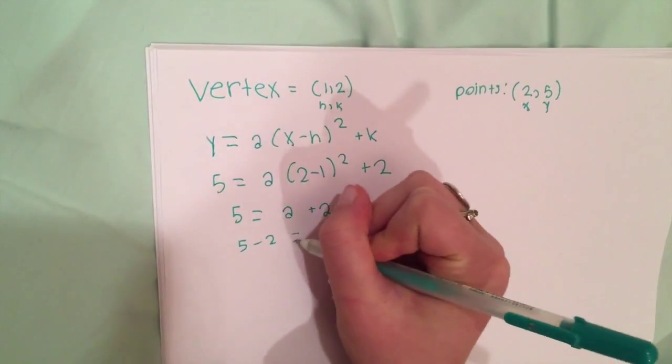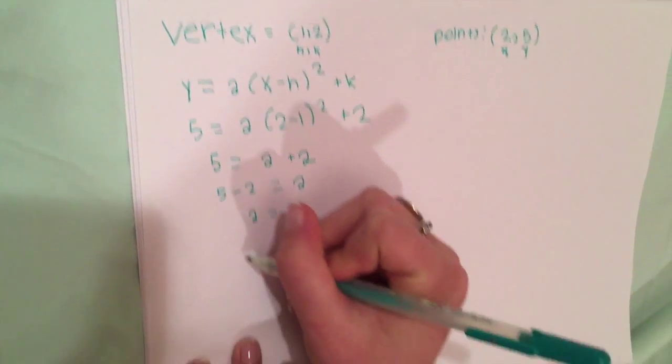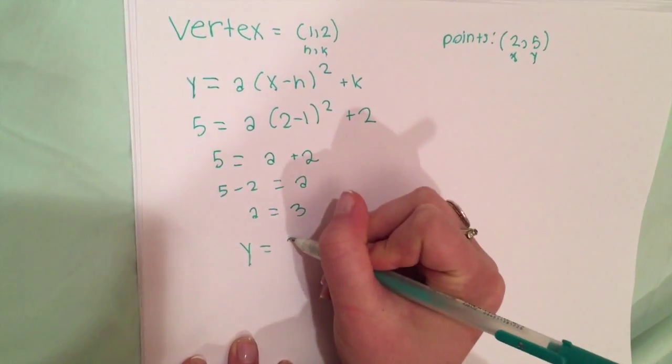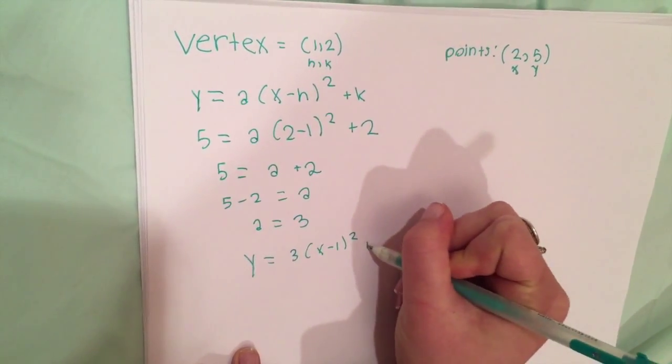So you get 5 equals a times (2 minus 1) squared plus 2. Then when you solve, you get 5 equals a plus 2. Then 5 minus 2 is 3, so 3 is a. Then you plug the 3 into the equation and you get y equals 3 times (x minus 1) squared plus 2.